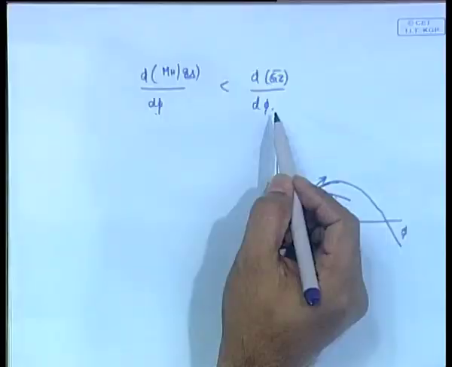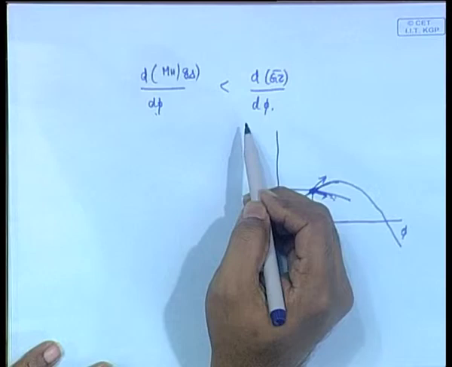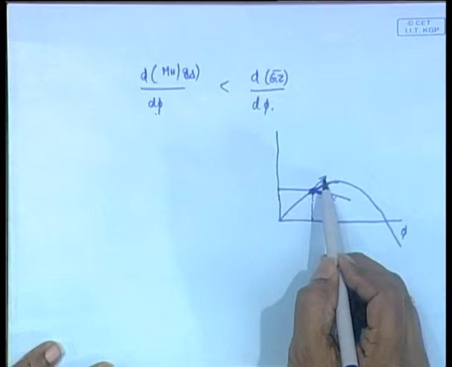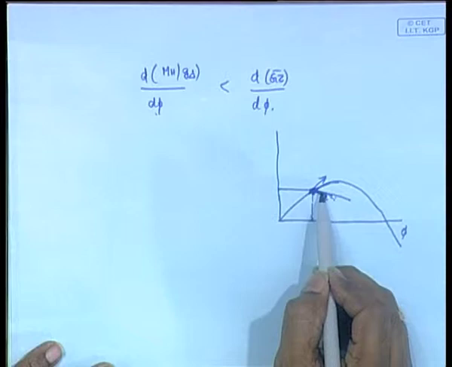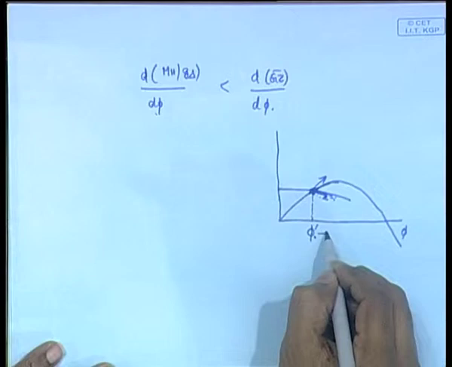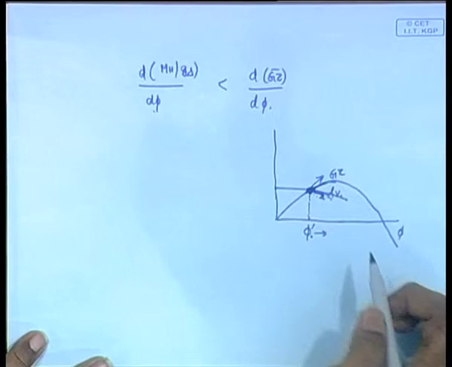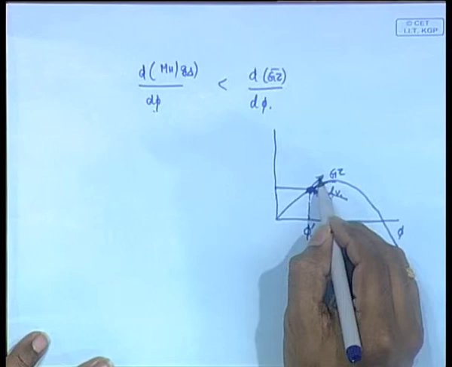Okay, the meaning of this less-than expression is that d by d phi of this is less than this. The slope of this curve should be less than the slope of this curve. The meaning of that again is, when you cross this value of phi, let's call it phi dash, you will have a higher GZ than the heeling lever, or the writing moment will be greater than the healing moment. If this is going down and this is going up, this value will be higher than this value the moment you cross phi dash.